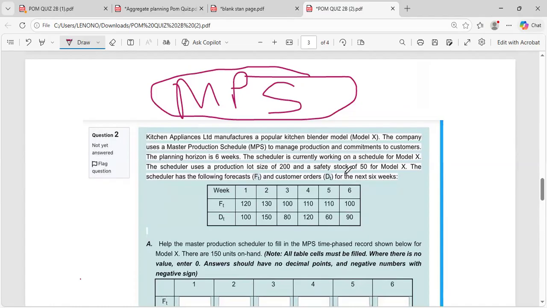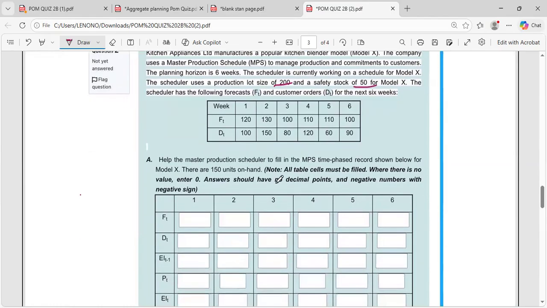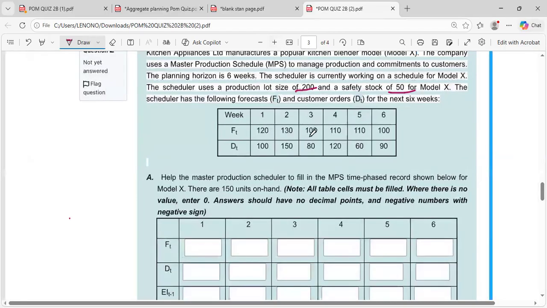The scheduler uses a production lot size of 200 and a safety stock of 50. The schedule has the following forecasts and customer orders. D is customer orders for the next 6 weeks. So these are forecast and customer orders. Then help the master production schedule to fill in the MPS record shown below. For model X, there are 50 units on hand, and not all table cells must be filled. Where there is no value, enter 0, with no commas, no decimals, no negatives.